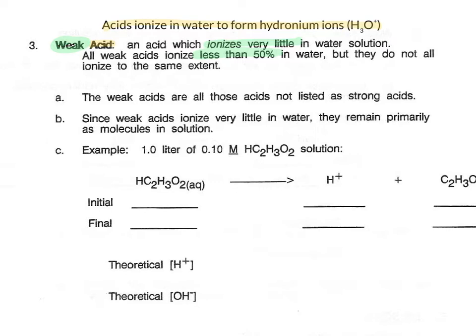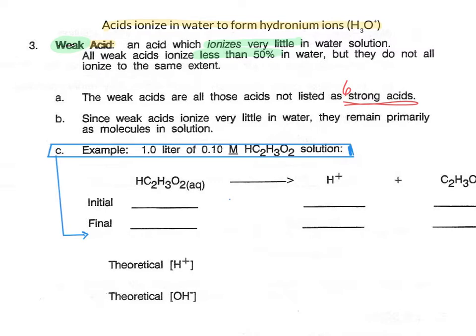When I say less than 50%, is 20% less than 50? Is 30? Is 40? Is 27? All of those numbers are less than 50%. So we don't know the exact number, we just know it's a small number. For purposes of identification, we need to know if something is a strong acid or a weak acid. It's very easy because you memorized the list of 6 strong acids. So if you know those 6 strong acids, all other acids are weak acids.